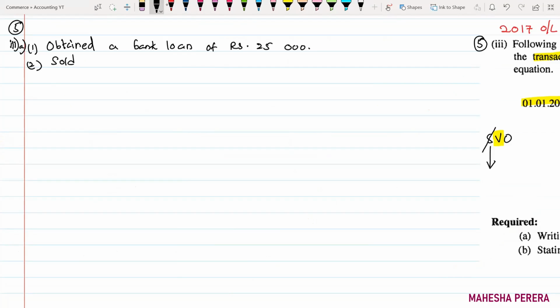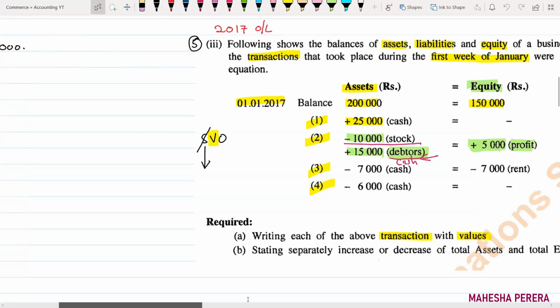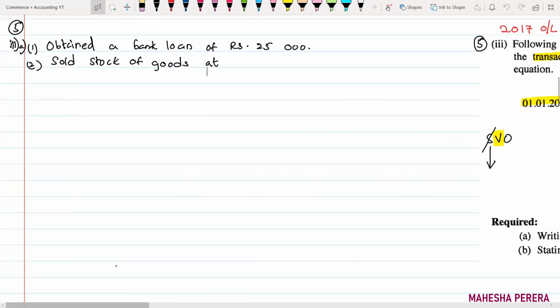Sold, right? Stock of goods. Now, sold is the verb in the past tense. Stock of goods is our object, right? At how much? Let's see. Sold stock of goods. What's the value of debtors now? 15,000. At 15,000 rupees. Right. Then make sure to use these two words, on credit. Or you can say on credit basis.